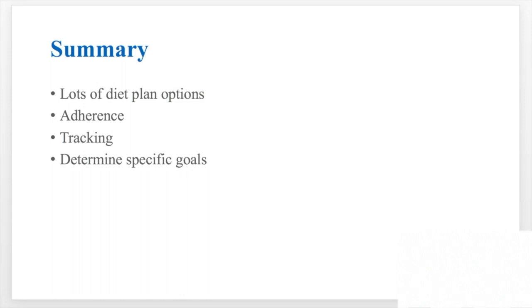Keep an eye on what you're doing, log your foods, log your activity, and see the progress that you're making, and determine specific goals. See exactly how much you want to lose per day, per week, and how much you want to exercise per day, per week. Set those goals and make them as specific as possible to help you lose the weight that you want to lose.